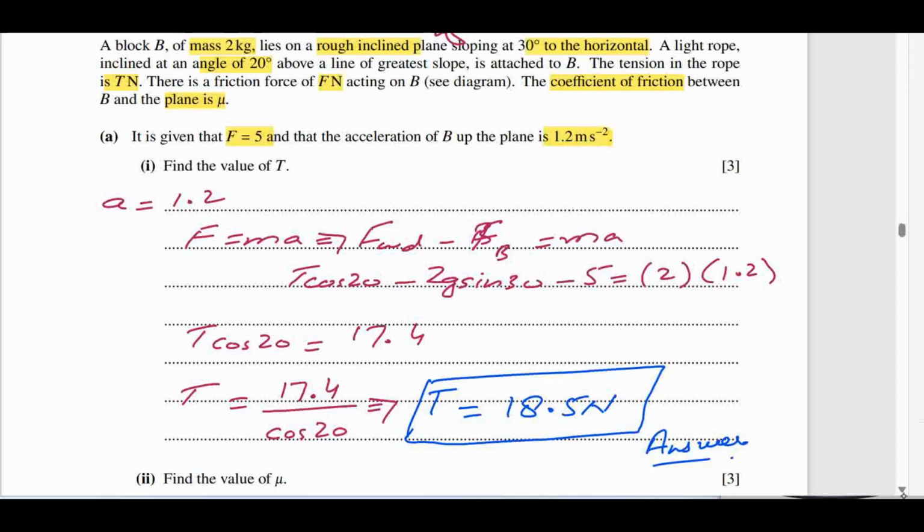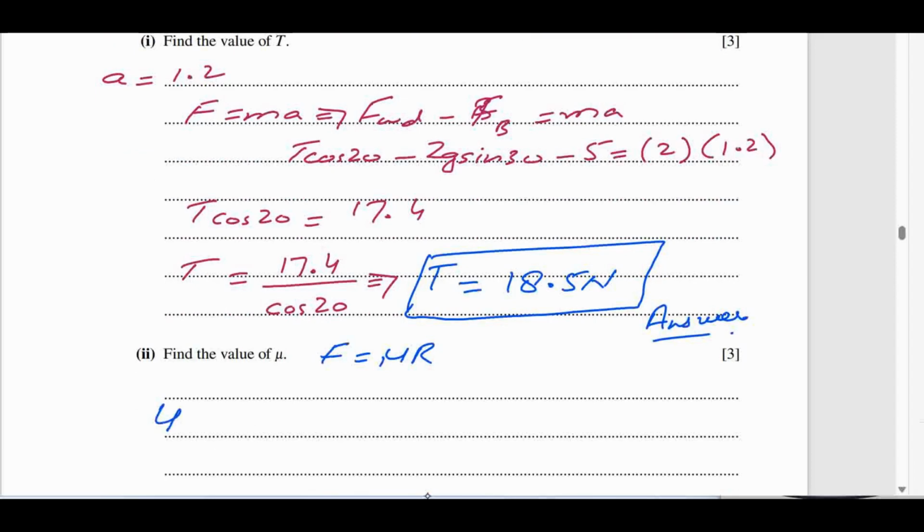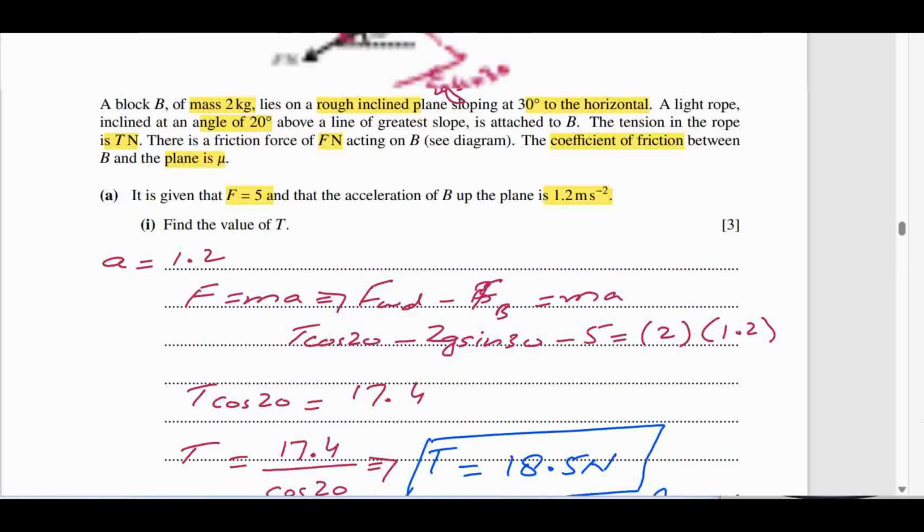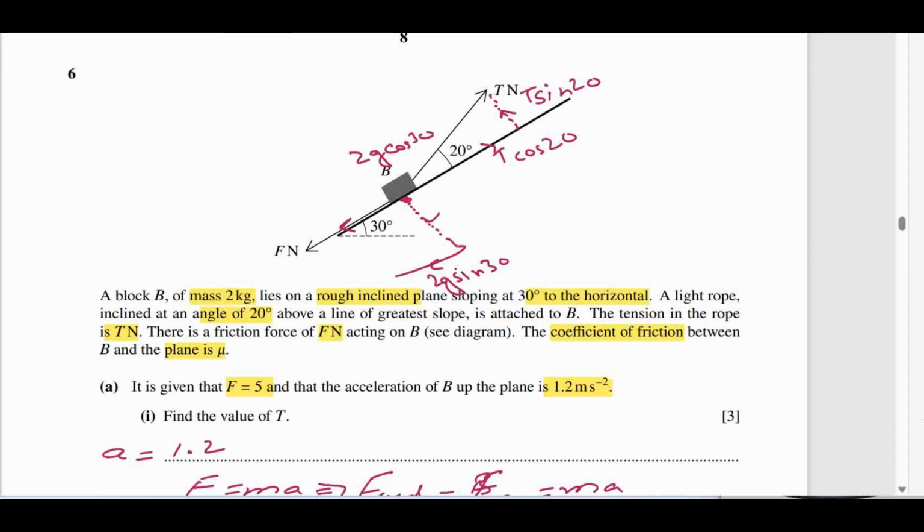Find the value of mu. So mu ke liye kya hai? F equals mu R. This is the formula. Which means that mu will be equals to F by R. Now we know the value of F because F is 5. But we don't know the value of R. So for R, let's work that out. R is basically the force which is, sorry, perpendicular to the surface.